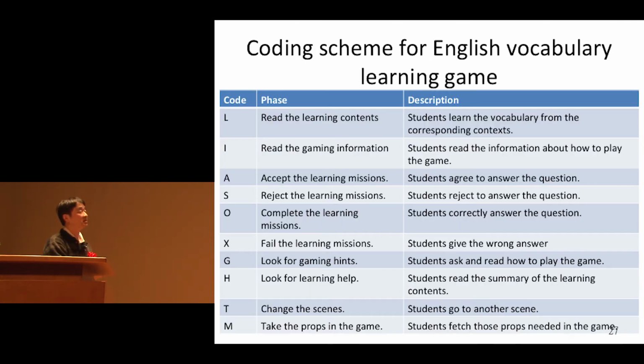So this is a coding scheme embedded in that game. If the student is trying to read something, we give them the code L. If they try to read some gaming information, we give them another code. Also, if they accept the mission, we give them a code, and if they reject the mission, we give them a code. If they successfully complete the mission, we give them a code. And if they fail to complete the mission, we give them another code. So we have several codes to record the student gaming behavior.